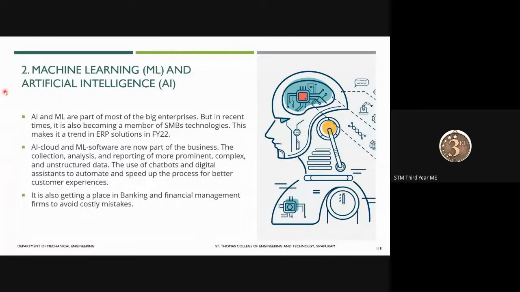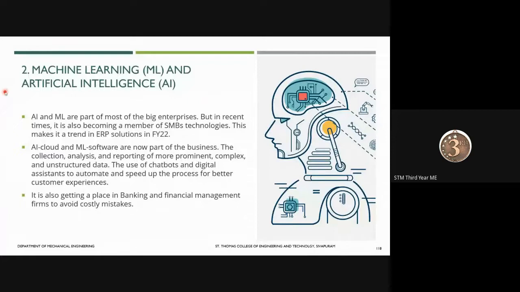Also, artificial intelligence plays a very important role in customer relationship management, which we have already discussed, wherein a chatbot or an AI is responsible for providing solutions for particular operations or particular problems depending upon the repetitive demand from the customer. So that is how artificial intelligence plays a role in ERP implementation.